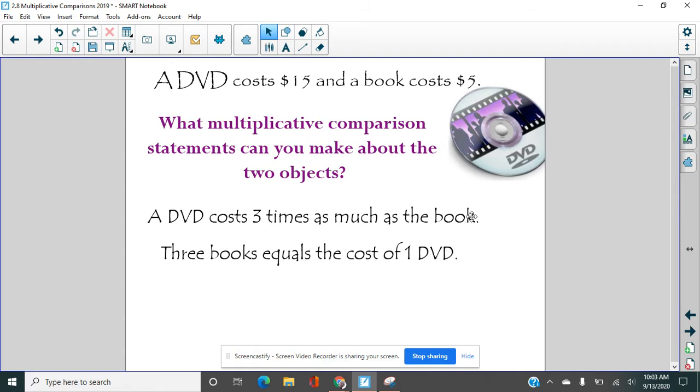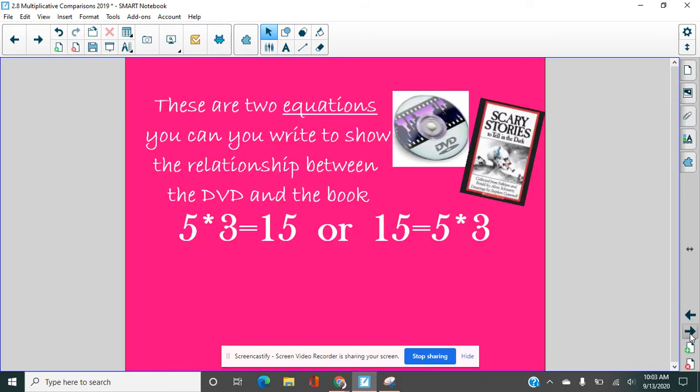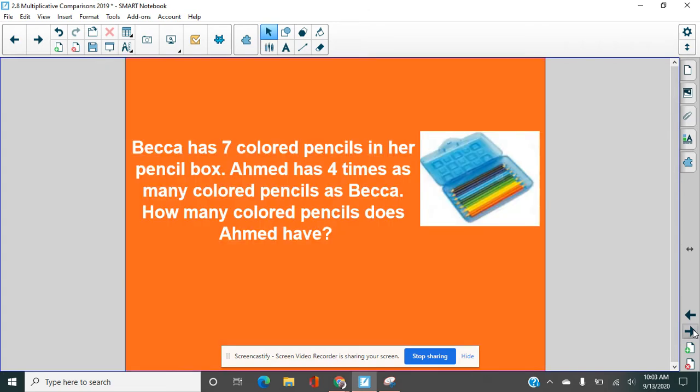These are multiplicative comparisons. If we wanted to write an equation for that comparison, we could write this, right? 5 times 3 equals 15, or 15 equals 3 times 5. These are multiplication problems that represent the comparison statements that we were saying earlier.